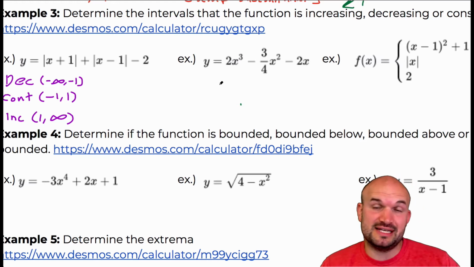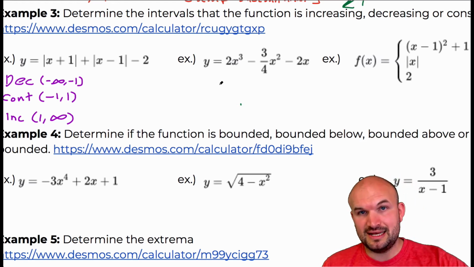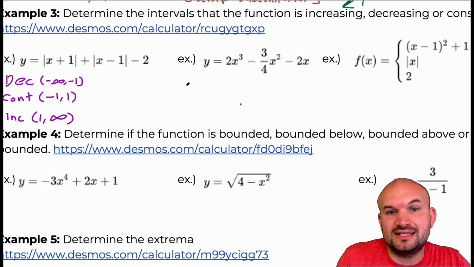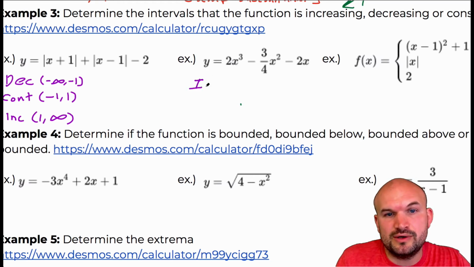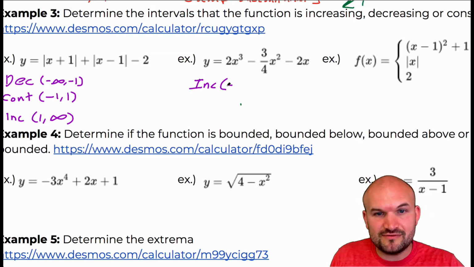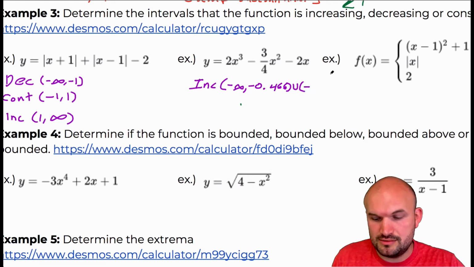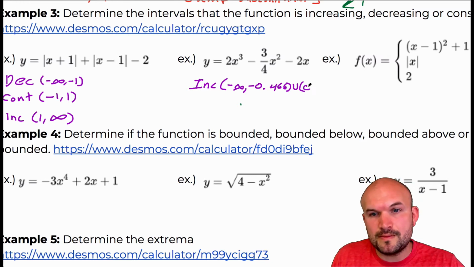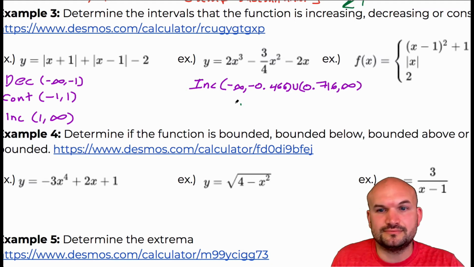So in that graph, it was increasing to decreasing and then increasing back again. So let's go ahead and write the intervals increasing first. So it was increasing. Now, I wrote these down because I was like, I'm not going to remember these. So it's increasing from -infinity to -0.466. Then I'm going to use a union symbol. And then it was also increasing on the interval 0.716 to infinity. That looks really bad.